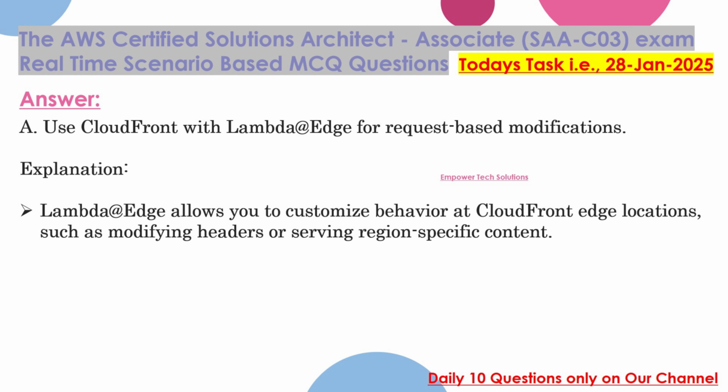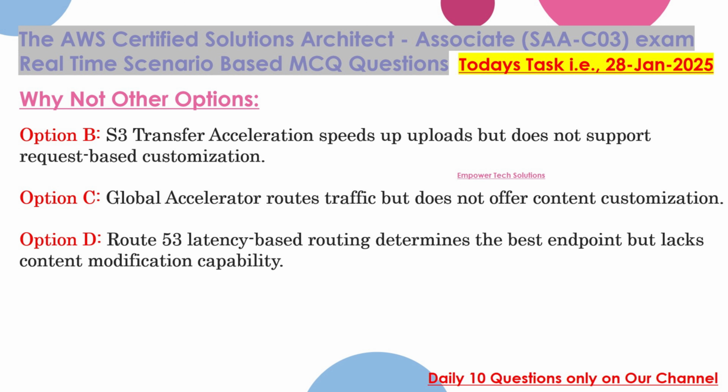Correct answer: A. Use CloudFront with Lambda@Edge for request-based modifications. Explanation: Lambda@Edge allows you to customize behavior at CloudFront Edge locations, such as modifying headers or serving region-specific content. Why not other options? Option B. S3 Transfer Acceleration speeds up uploads but does not support request-based customization. Option C. Global Accelerator routes traffic but does not offer content customization. Option D. Route 53 latency-based routing determines the best endpoint but lacks content modification capability.